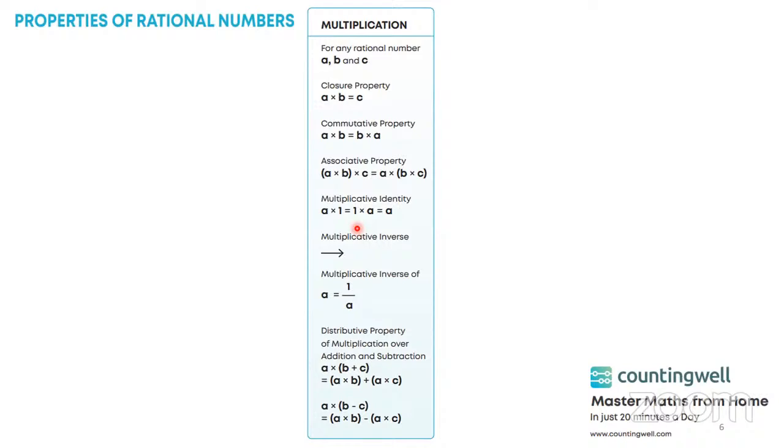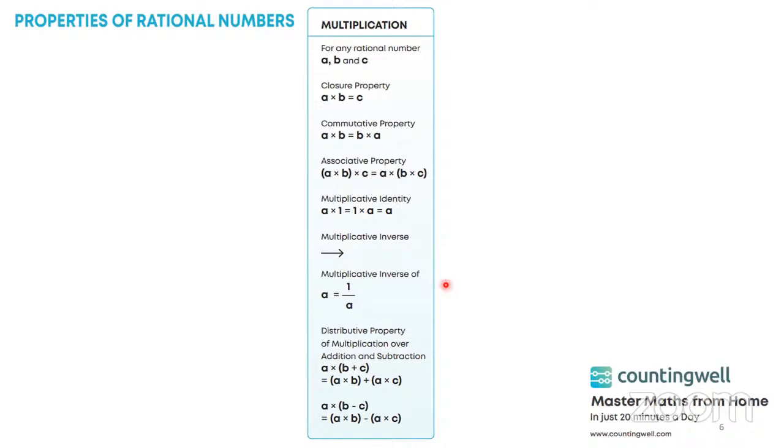Now let us see what is the multiplicative inverse of any rational number a. The multiplicative inverse is nothing but a number which when multiplied with the rational number, you will get the resulting product as 1. So here, if you take a rational number 1 by 2, its multiplicative inverse will be 2, as 1 by 2 into 2, you will get the resulting product as 1. So every rational number has a unique multiplicative inverse.